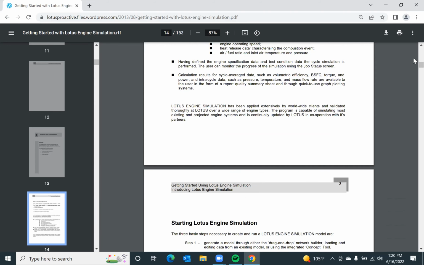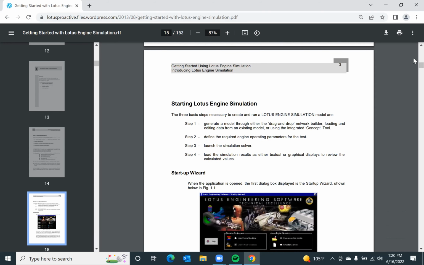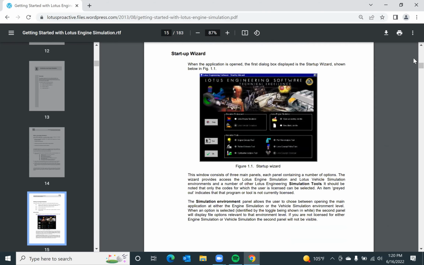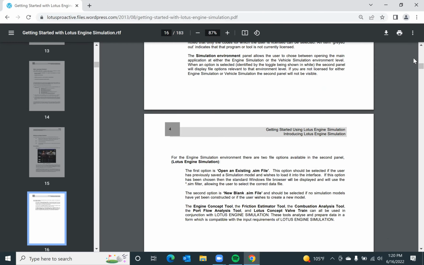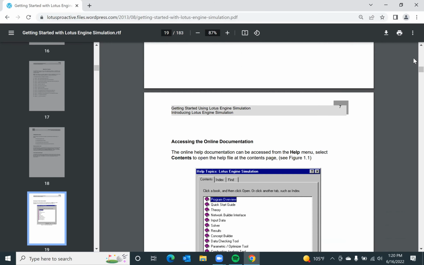And then if you go down, there are 4 steps. Basically, you generate the model, apply the load and boundary conditions, run the simulation solver, and view the results. This is the setup wizard, and I will walk you through it. Then these are all the tutorials.